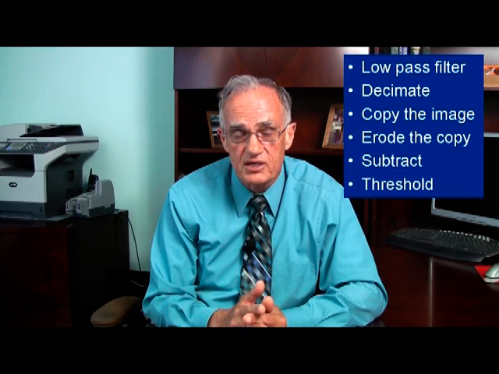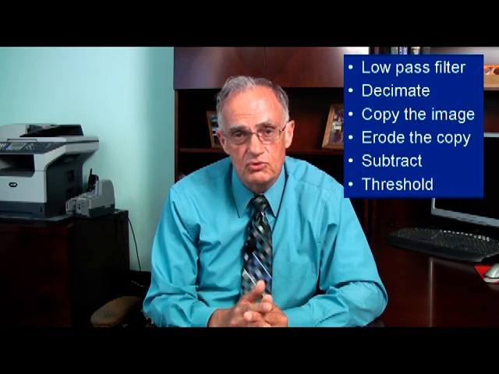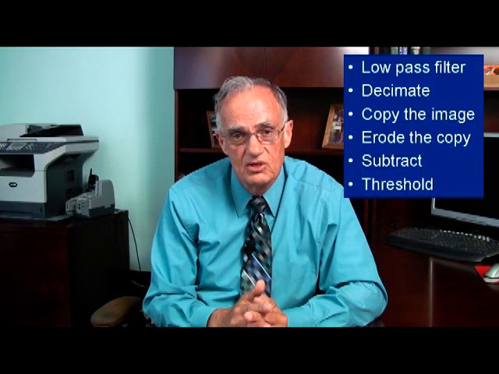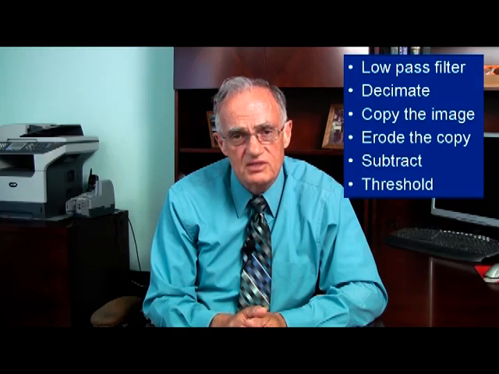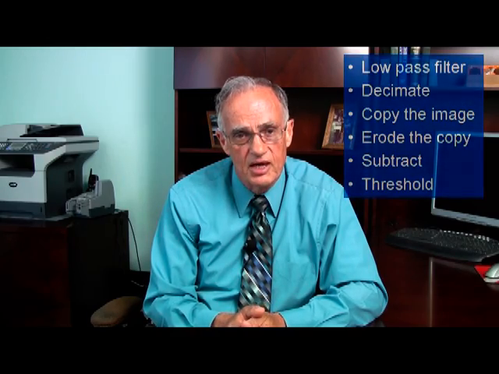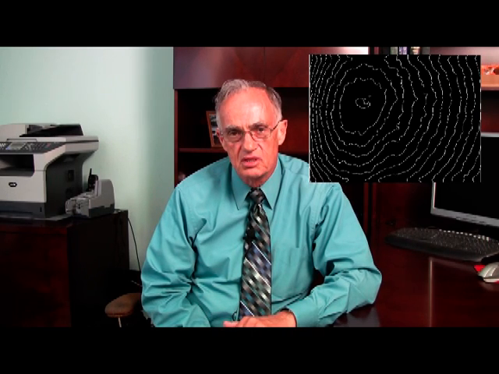Fifth, subtract the eroded image from its decimated original. And the final step is to threshold that difference image with a threshold of 1. This will reveal a series of contour lines called isophot lines. This illustrates the result. The isophot lines resemble contour lines on a topographic map.